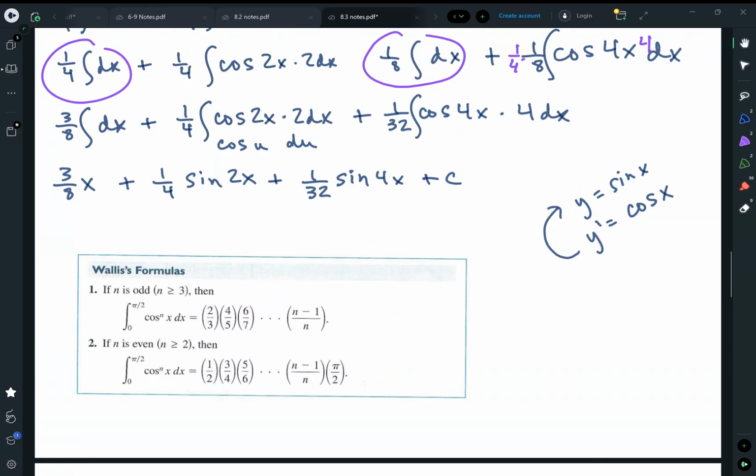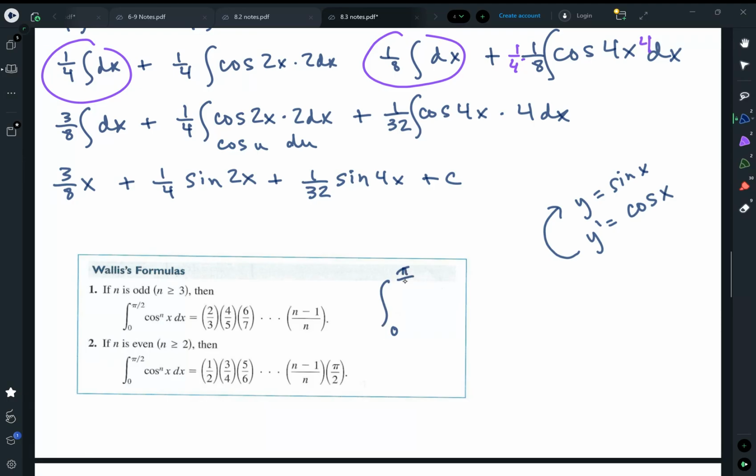So Wallis's formula, this is for a definite integral, but this is really, really cool. If I have some power of cosine and I want to know my integral from 0 to pi over 2, I have two different formulas, one odd, one even. It shows that we can multiply all these fractions up to n. So this is a way to get definite integrals, like a quick and dirty way.